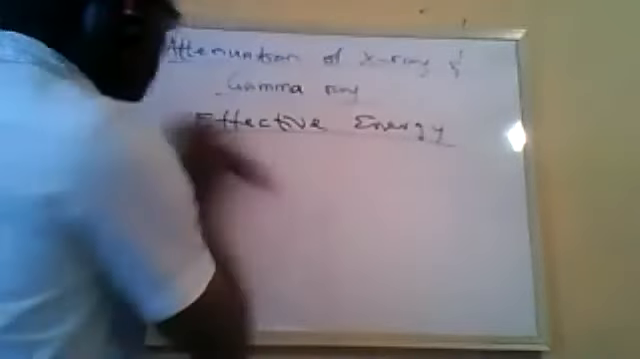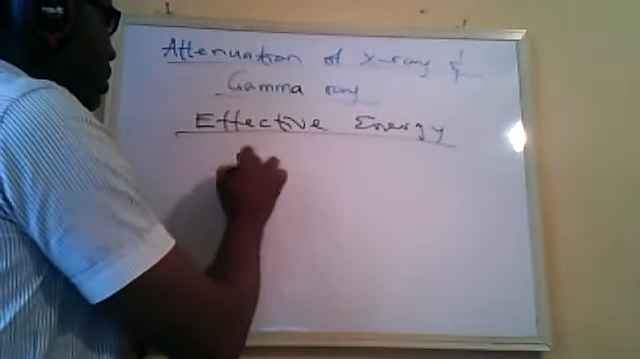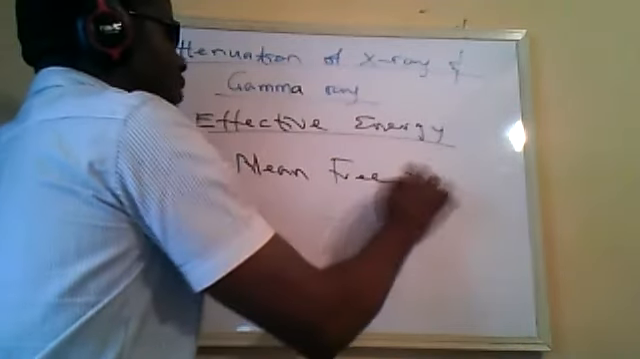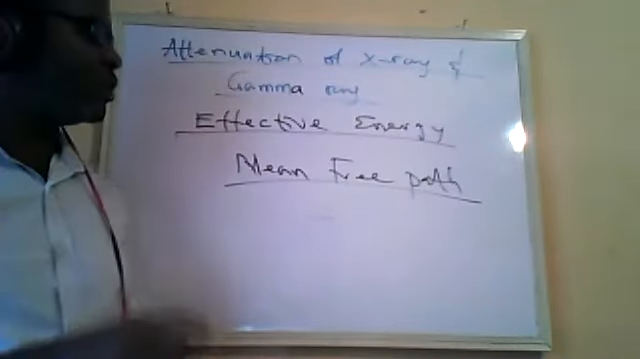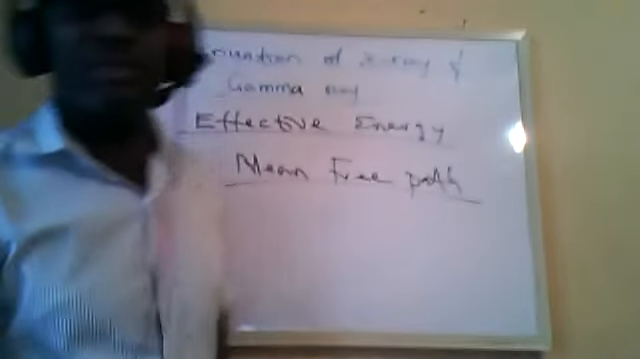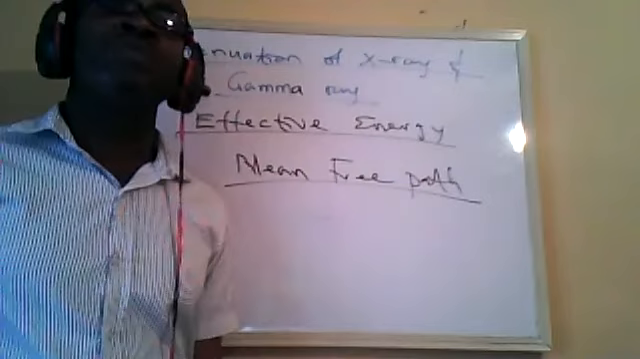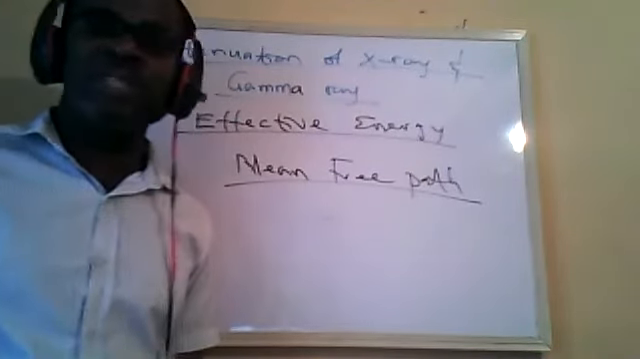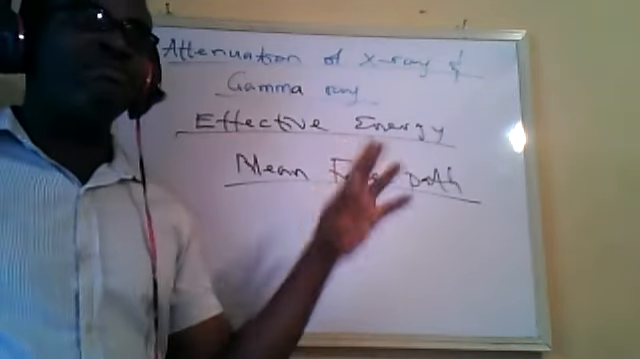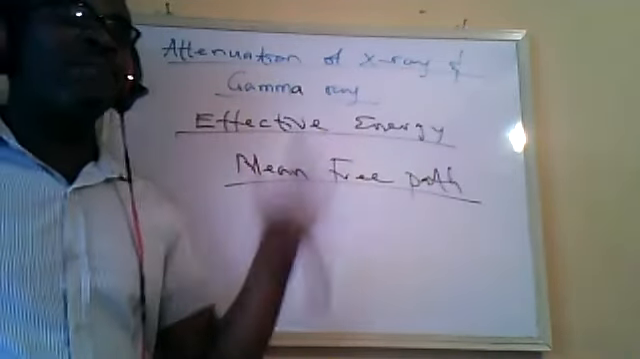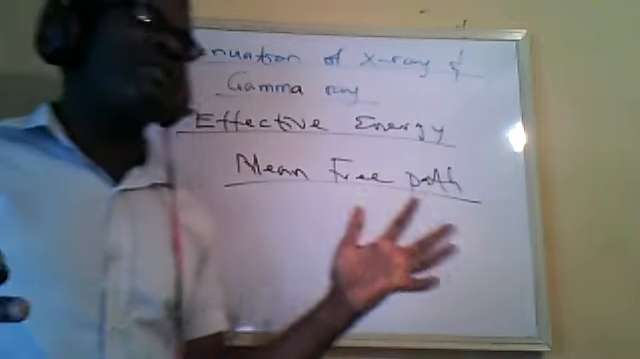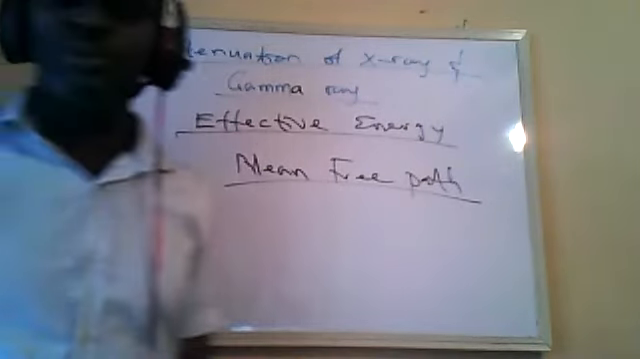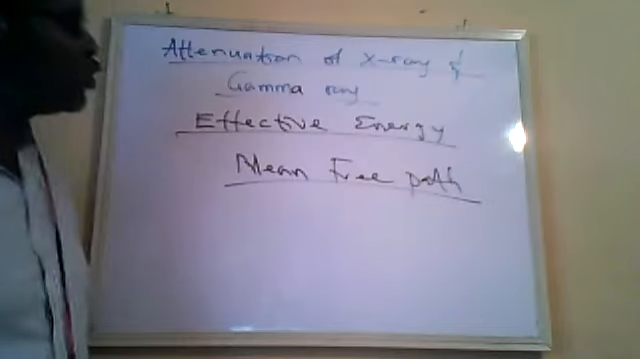We can also talk about the mean free path. During our earlier discussion on the interactions, in the introduction, we looked at some distances we normally calculate in these interactions. We looked at the range. We also looked at the path. This time around, by mean free path, we're looking at the average distance a photon travels in tissue. It can run from 0 to infinity.